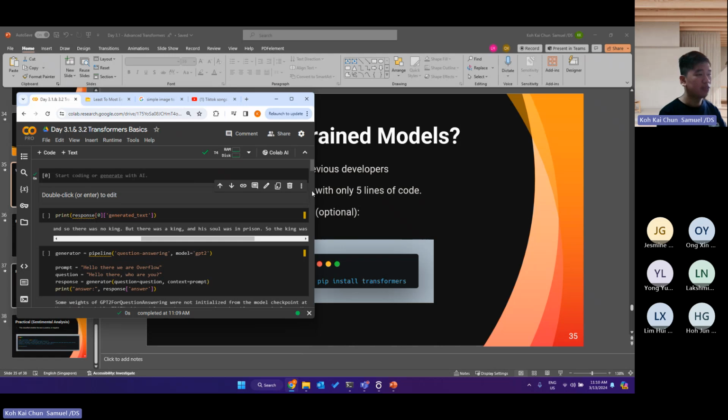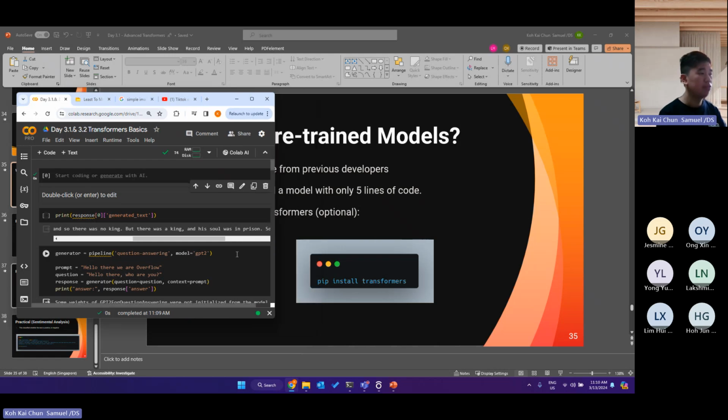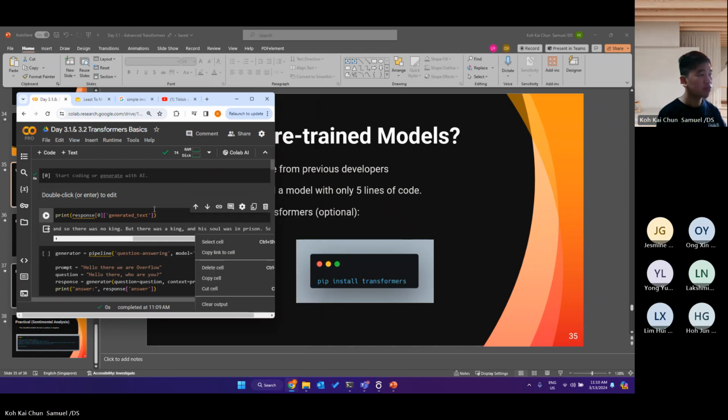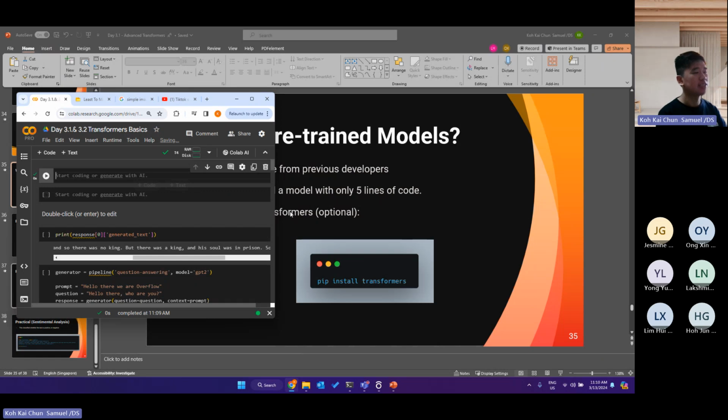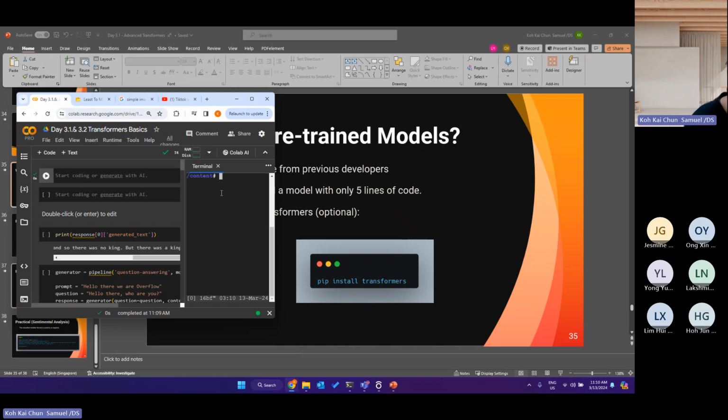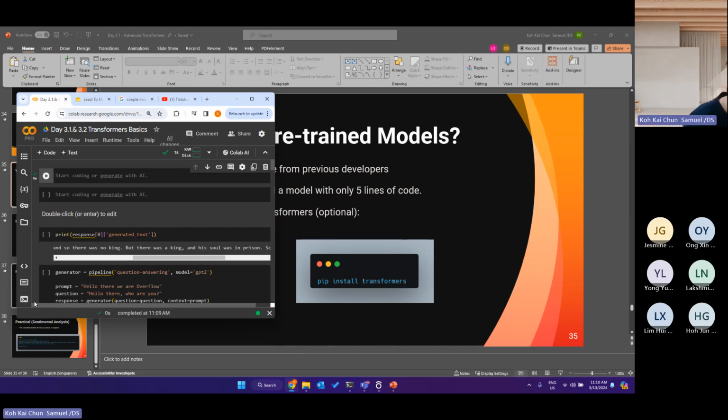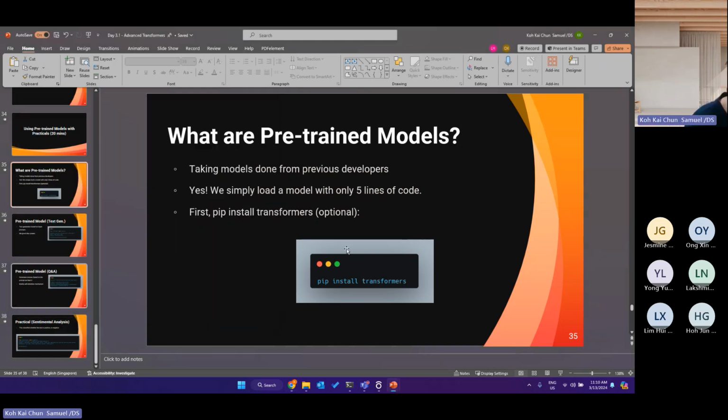Okay, so assuming that you've already logged into Google Colab, we'll try and do a simple exercise. This first step is entirely optional because Google Colab already has an inbuilt transformers library. So we could open a terminal and then install transformers. This is entirely optional, but if you want, you could install transformers from here and then get started.